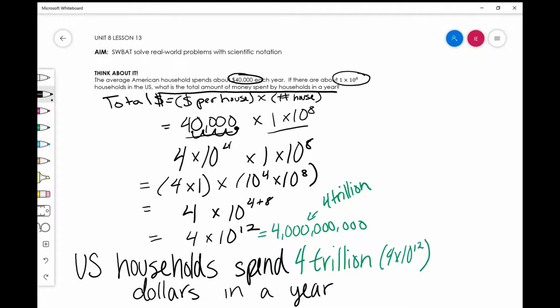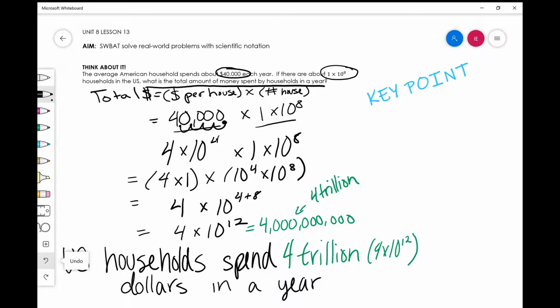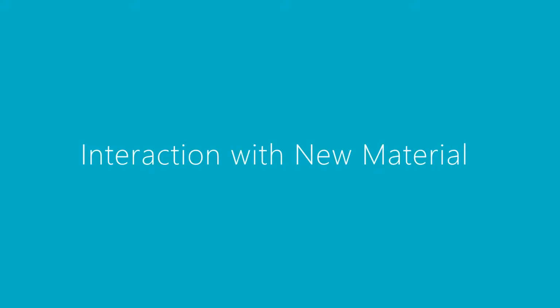So let's come up with our key points today. What can we do to easily solve real-world problems that have very large or very small numbers? Our key point for today is going to be that we can solve real-world problems with very small or very large numbers by using scientific notation. Go ahead and turn to your interaction with new material.